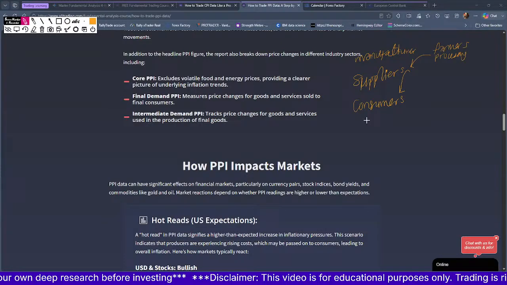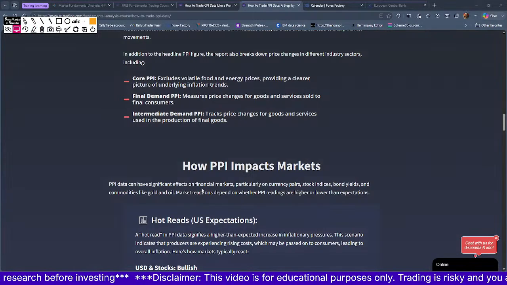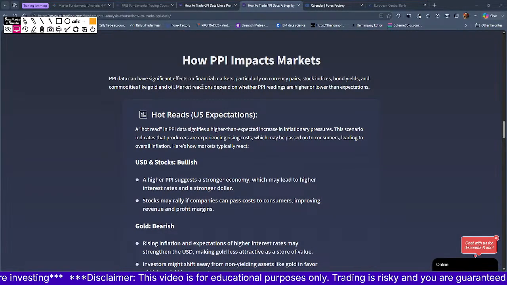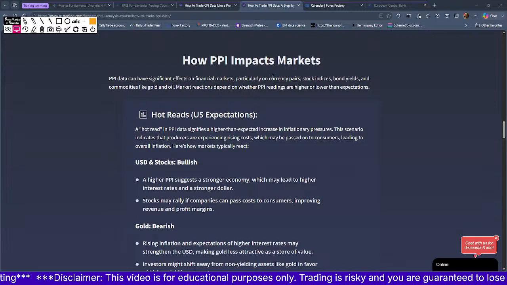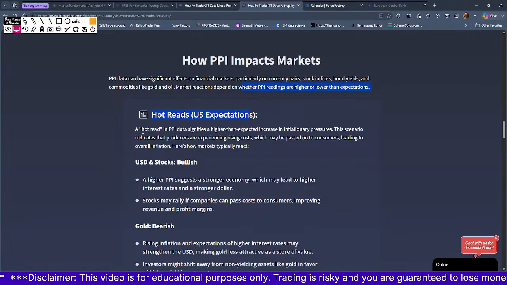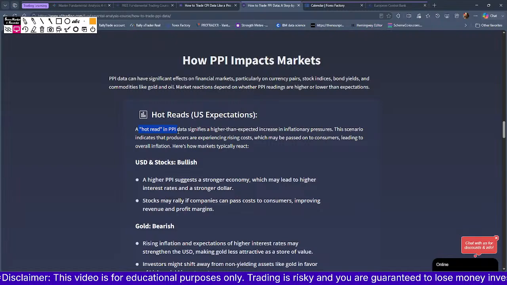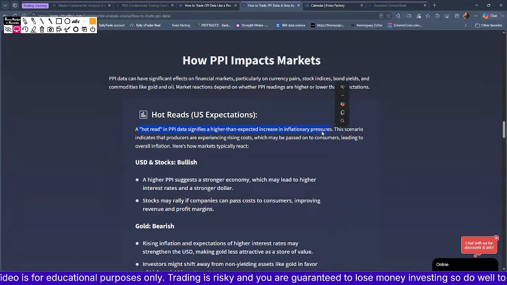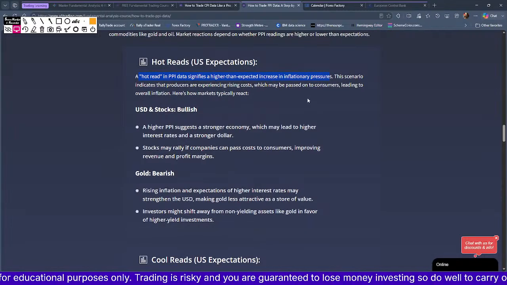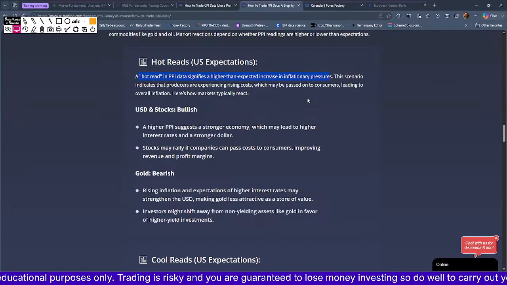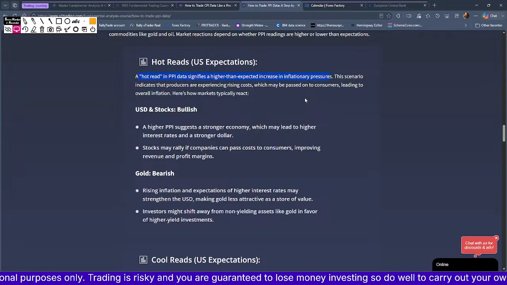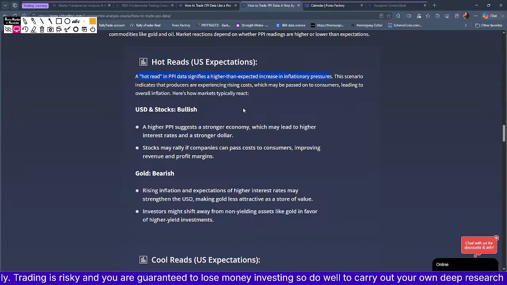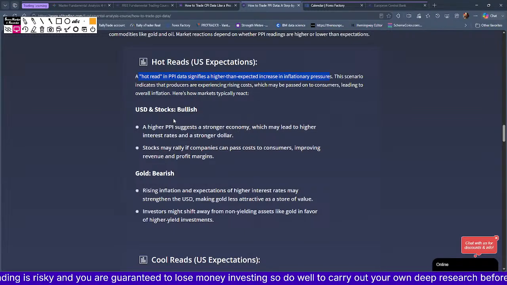Now, how PPI impacts markets. PPI can have a significant impact on the markets. If it has a hot read, I'm skipping all of this talk. So a hot read in PPI data signifies a higher than expected increase in inflationary pressure. Obviously, if you expect inflation to really go up, we've already seen from CPI that things like gold, things like stock, things like USD become favorable to buy.